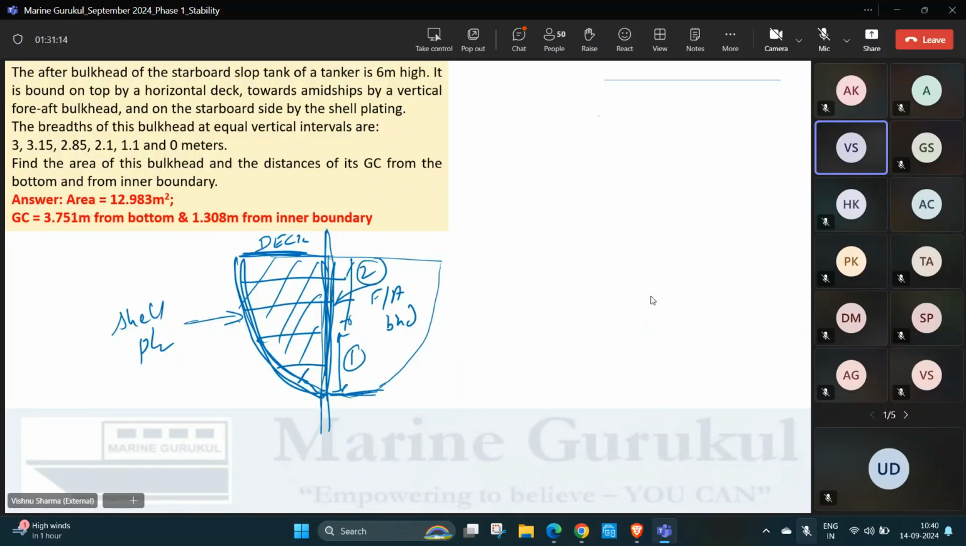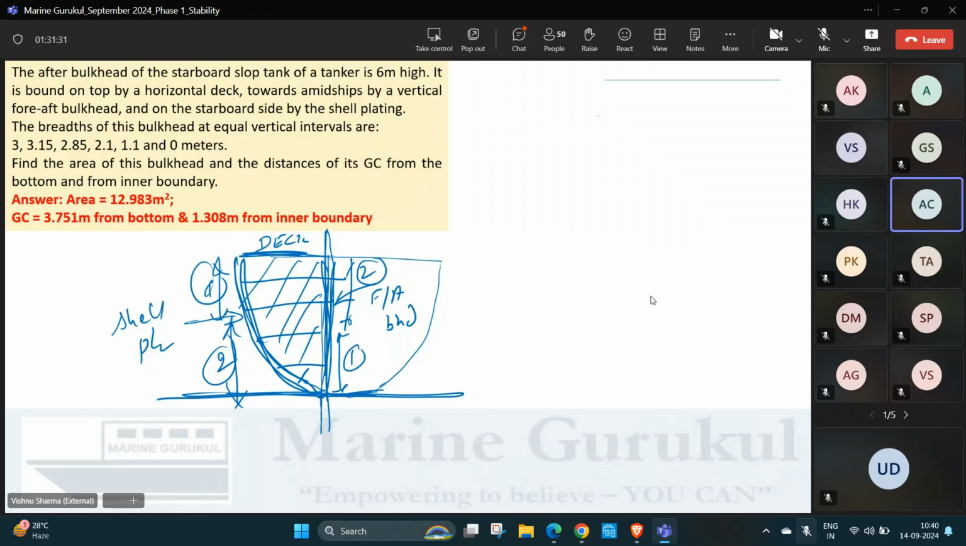Other person may say, no, I'll apply rule 1 here and rule 2 here. Both will be correct. Answers will be different. No worries. Second thing. Guys, if you need the distance of the GC from the bottom, then which is the axis about which you need the moments? From keel. Very good. So that part all of you know.